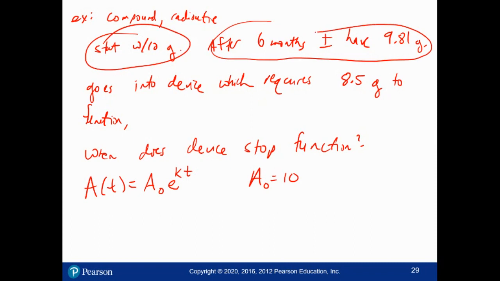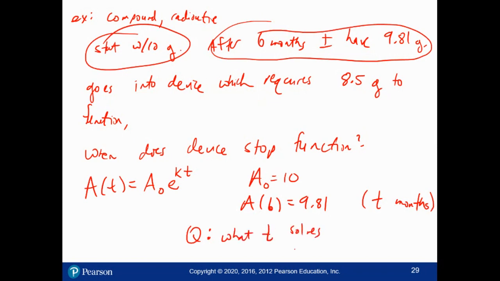After 6 months, we have 9.81 grams. So A of 6 is equal to 9.81, assuming that t is measured in months. If you wanted to measure t in years, this would be A of 1/2. If you wanted to measure it in days, this would be A of 182 or whatever. And then the question is, what time solves A of t is equal to 8.50?